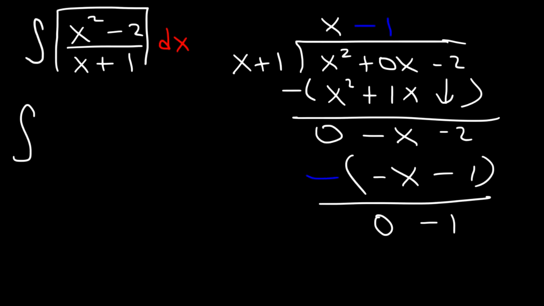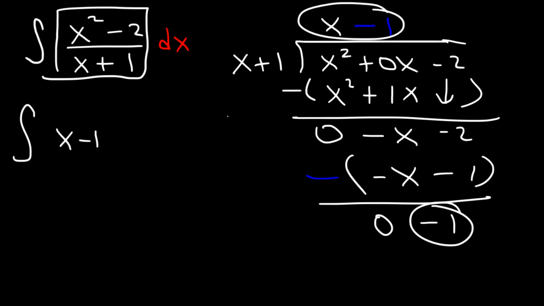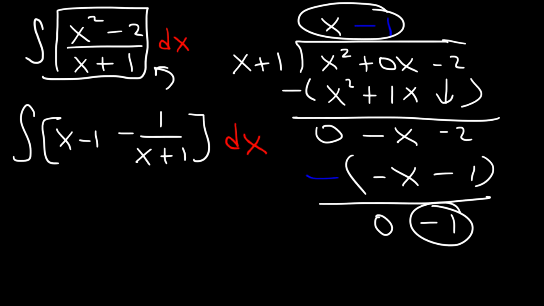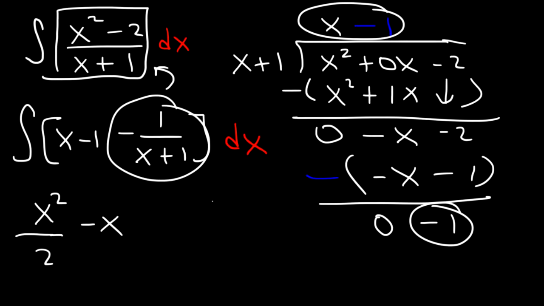So this expression is equal to what we have on top, x minus 1, plus negative 1 over what you tried to divide it by, which is x plus 1. So now let's integrate the expression. The antiderivative of x is x squared over 2. The antiderivative of negative 1 is negative x. And the antiderivative of negative 1 over x plus 1 is negative ln x plus 1, and plus c. So that is the solution.